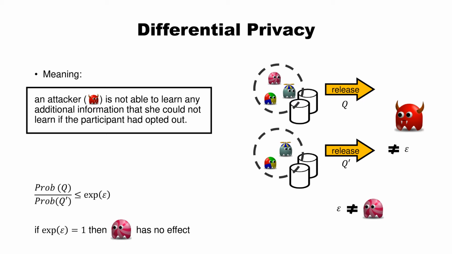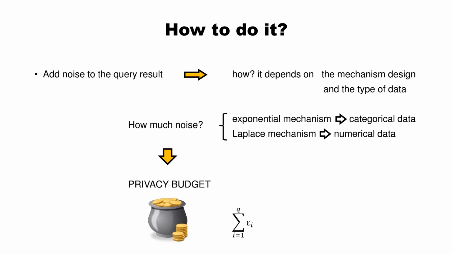But let's see how actually we implement differential privacy. And how do you do that? The basic idea is to add noise to the query result. And how you do that basically depends on the mechanism design and the type of data that you have there. So for instance, if you talk about categorical data, there are so-called exponential mechanisms that we're going to use. For other numerical data, there's the Laplace mechanism that we're going to use. Both of those methods will work by adding noise.